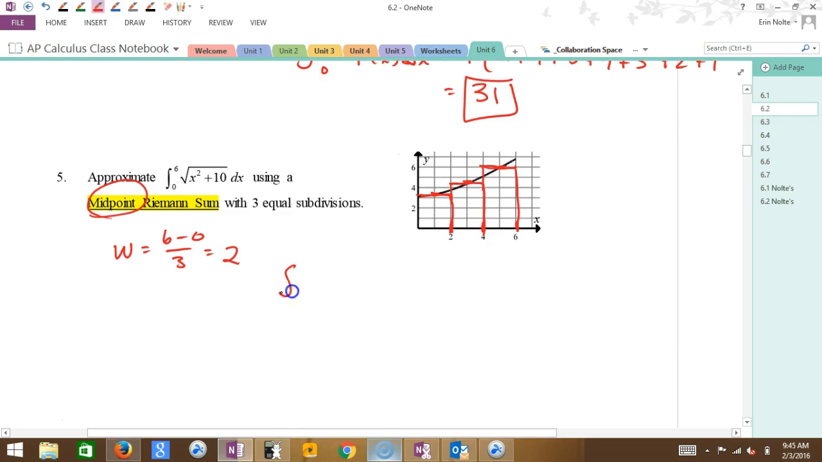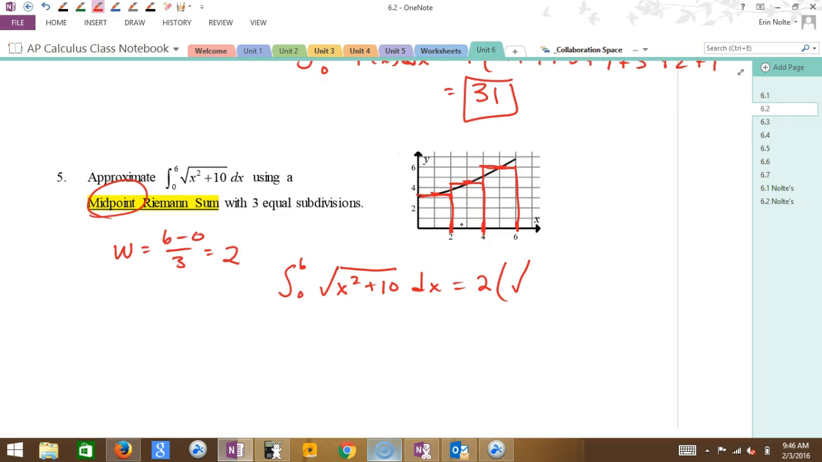Okay, so you're going to do your summation, or excuse me, your integral of that. So there's your notation. Okay, so your width times the height of each rectangle. So I'm going to use my function to make the exact value of the height. Okay, so what is my height for the first rectangle? How would I do that?